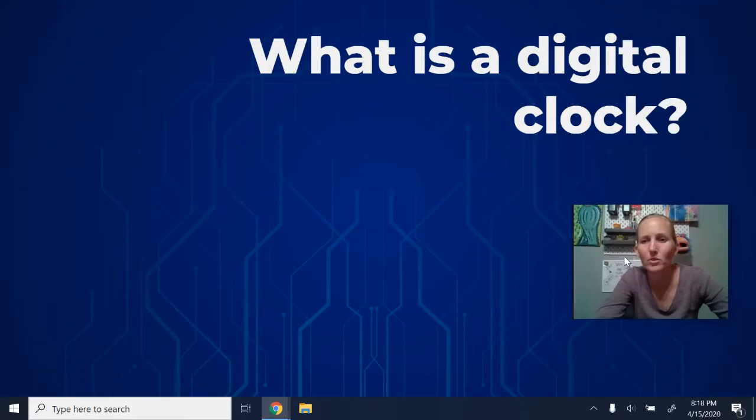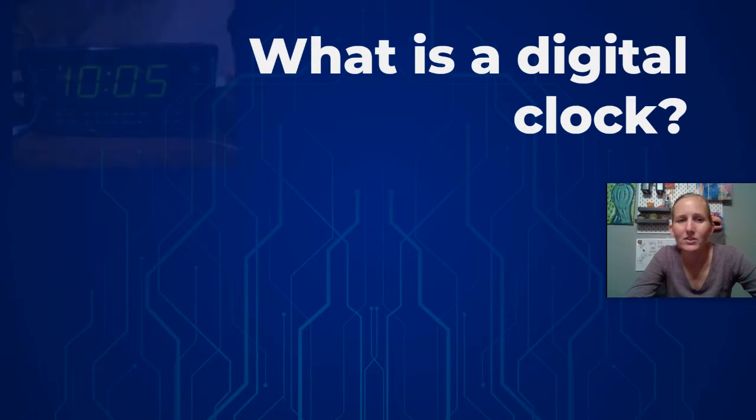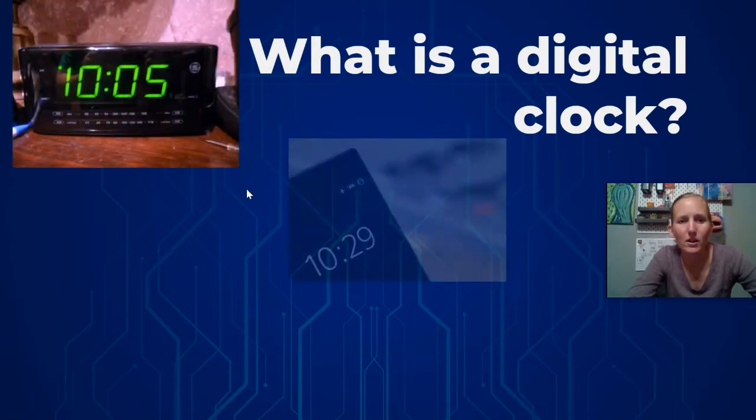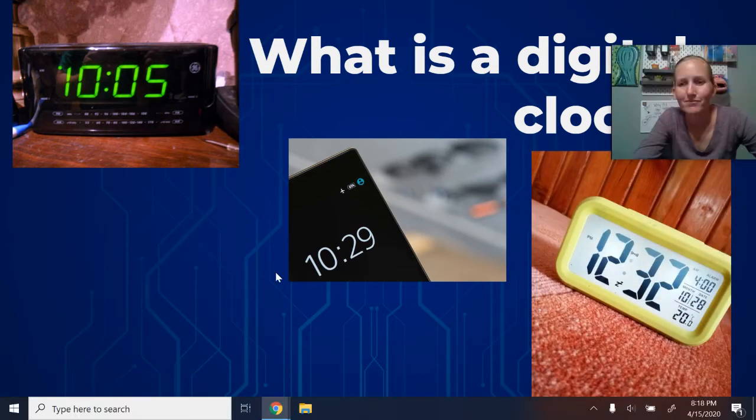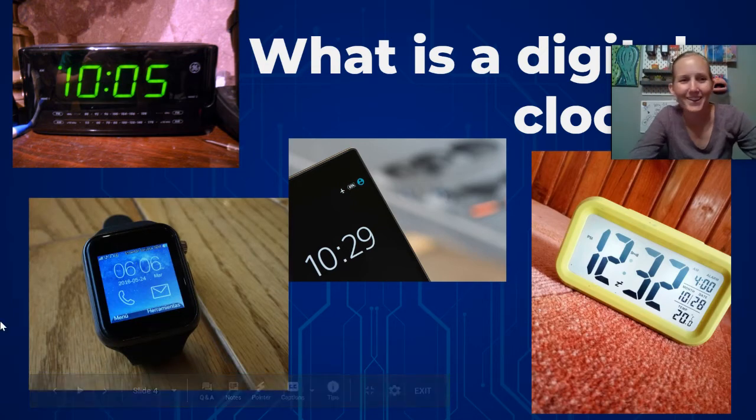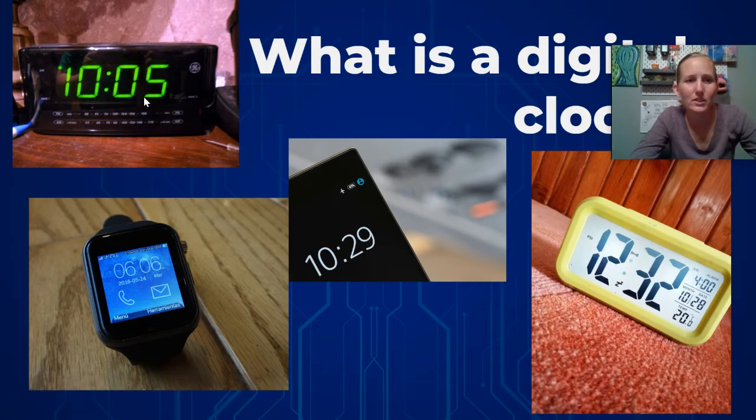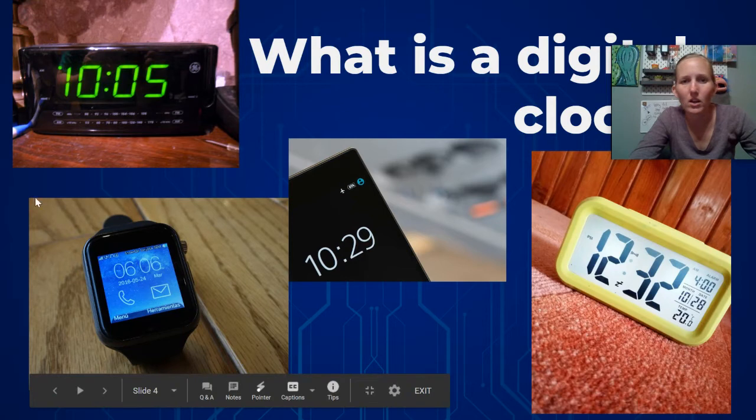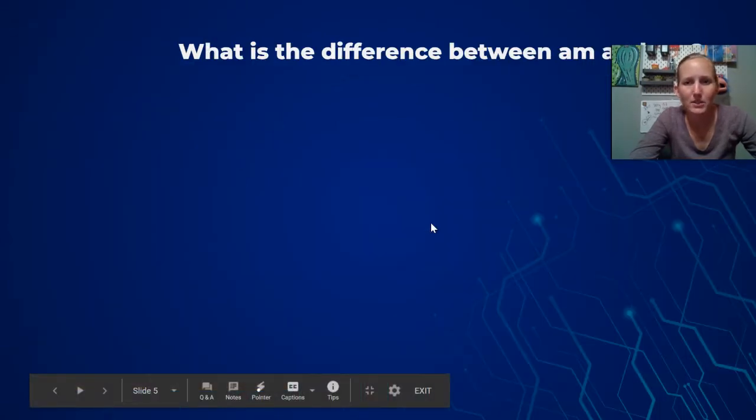It's called a digital clock. Think about what that might look like and how it would be different from an analog clock. Here are some pictures. This is an alarm clock, a phone, another alarm clock, maybe on somebody's cool watch. These are called digital clocks. It just tells you the time right there. We're going to talk about these a lot today. Our big focus is on digital, and then we're going to move into analog over the course of the week. So let's get started.